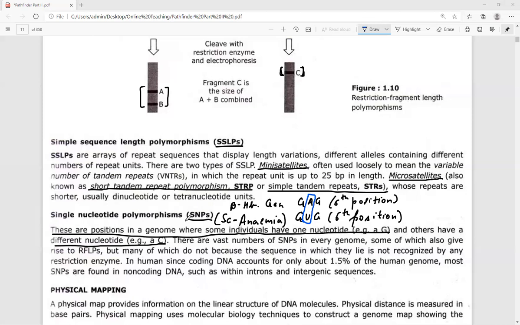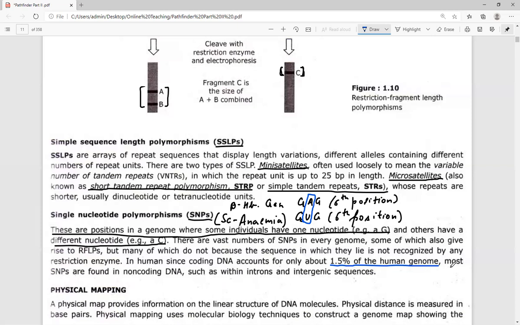Now, single nucleotide polymorphisms contribute approximately 1.5% of the total human genome. Total human genome का 1.5% किसका बना होता है? Single nucleotide polymorphism का, which is made up of a single nucleotide that shows polymorphic character.